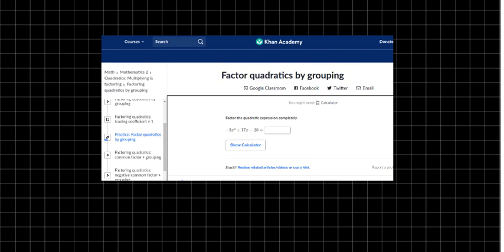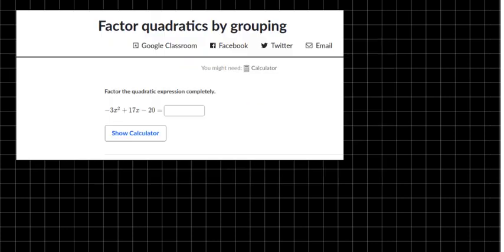Okay, we're going to be working on factoring quadratics by grouping. This is in Mathematics 2, in multiplying and factoring. So let's get started. Our first question is to factor quadratics by grouping.